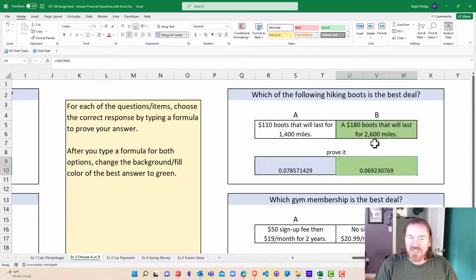So even if we did it this way, now we're looking at a price value, not miles. We want the most miles or the least price. In this case, they're the same thing. So the least price boots per mile is this one right here. So that's the one we want to go for, boots B.